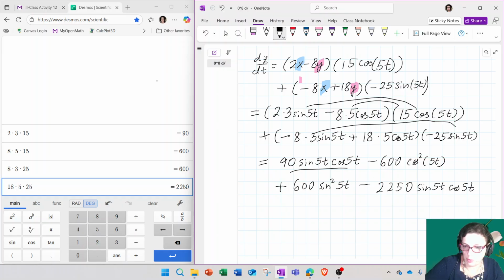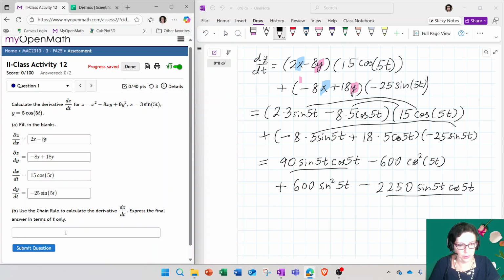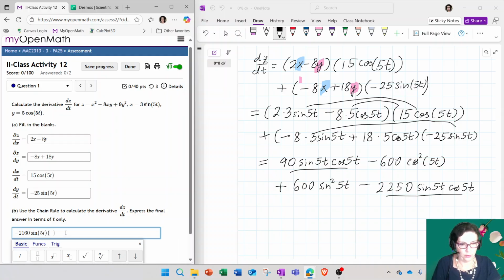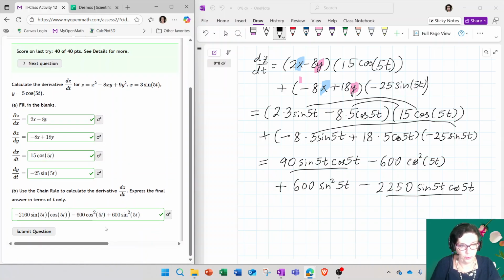So these two terms can be combined because they have the same sine 5t cosine 5t. So I got negative 2160 sine 5t cosine 5t. Now, what I don't like is I thought that this thing would cancel out, or at least we would be able to factor out 600, but I do not see that happening. So I don't know. Let's put that in there and see what happens. Oh my God, it's correct.